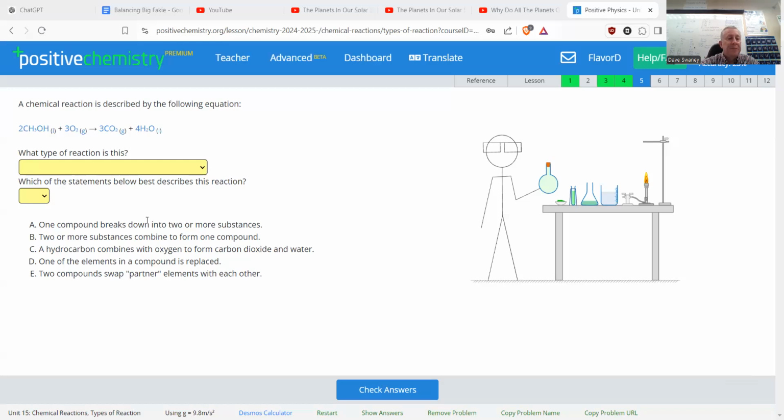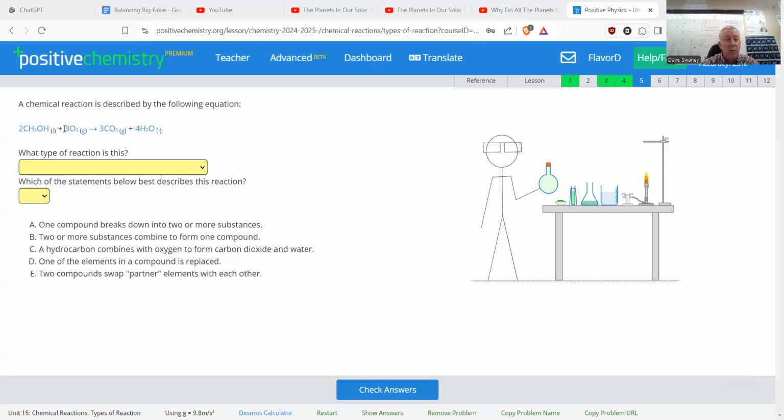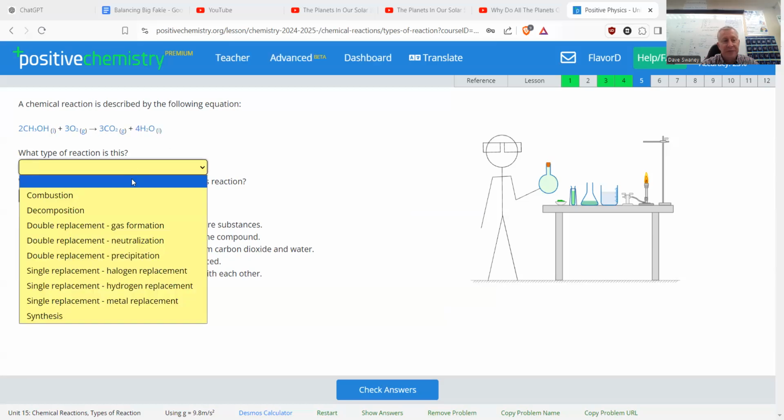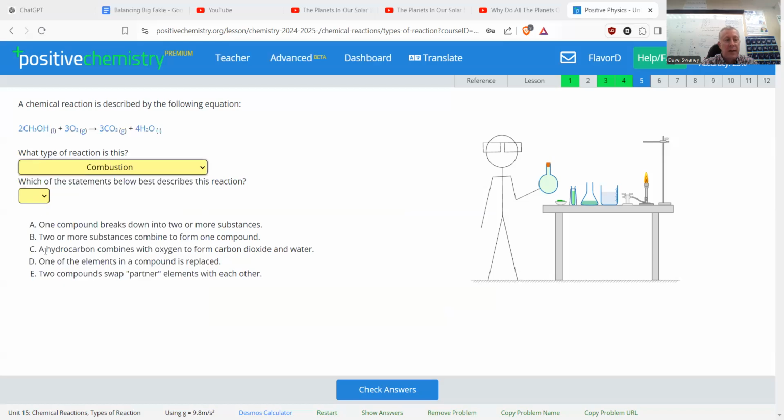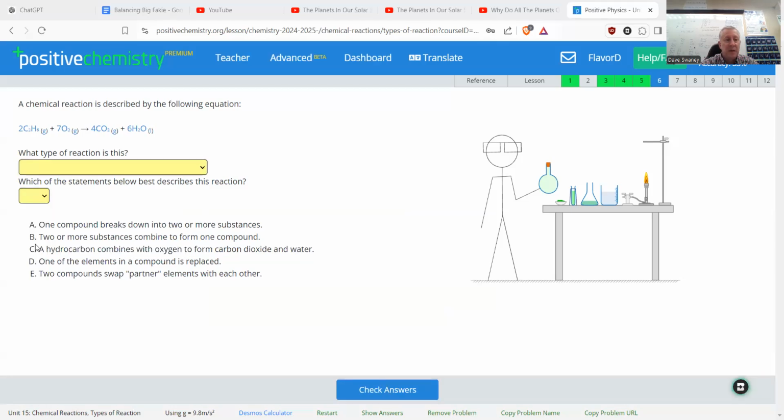Here we go. Now we have this alcohol, and it burns with oxygen. So I bet one of our options here is combustion, and it is. So when you burn something with oxygen gas and you get carbon dioxide and water, that is combustion. It's fire. And a hydrocarbon combines with oxygen to form carbon dioxide and water. That's very much combustion. And that's going to be the same thing, so I'm going to go on.